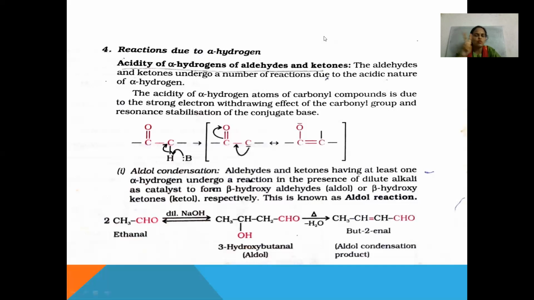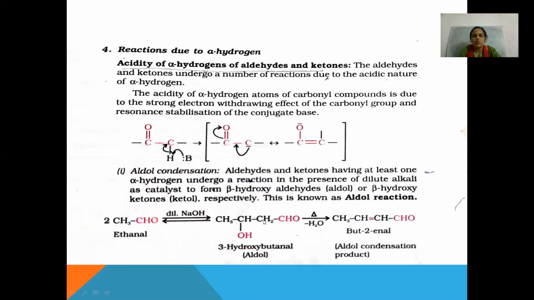Two same molecules of ethanal react with one another in presence of a base, dilute NaOH, and it results in the formation of 3-hydroxybutanal. So this is aldol. Here you see the presence of the functional group aldehyde, and since OH is present in beta position, this aldehyde is named as beta hydroxy aldehyde, commonly called aldol.